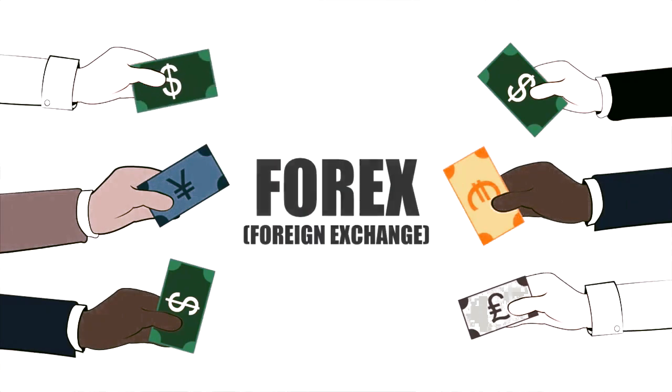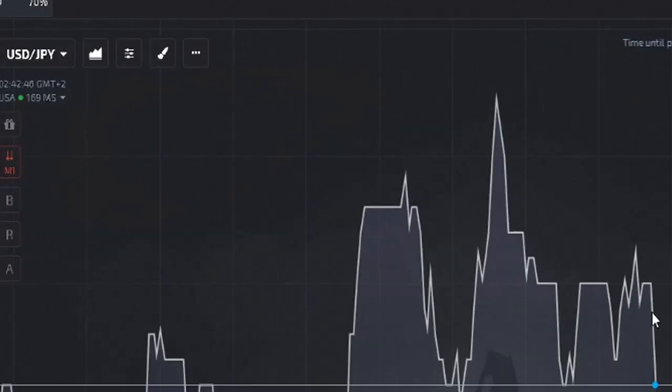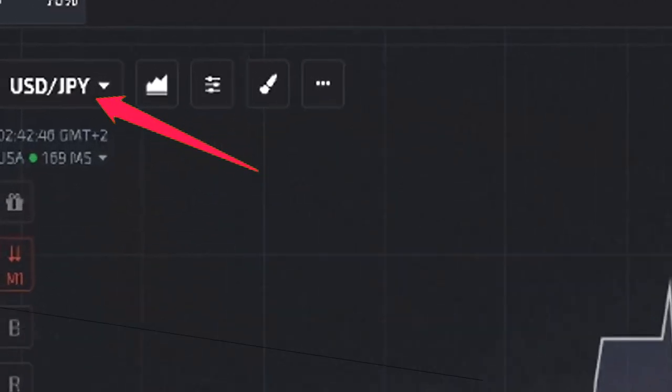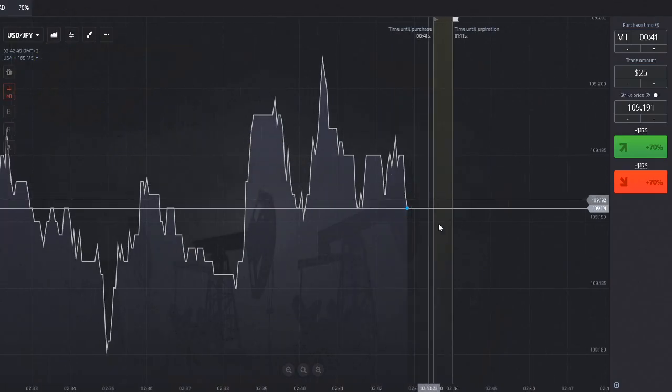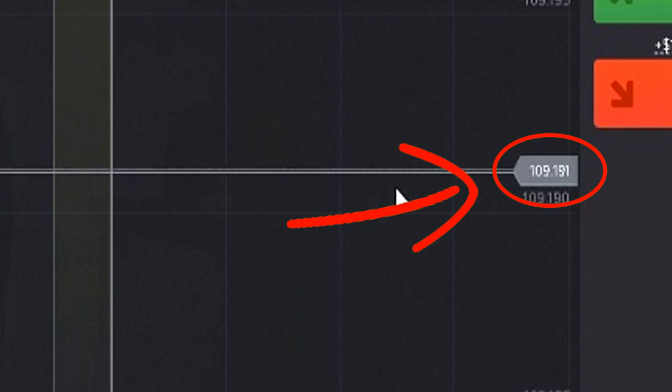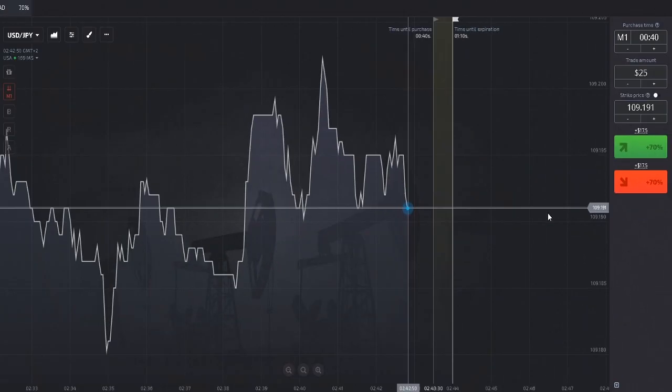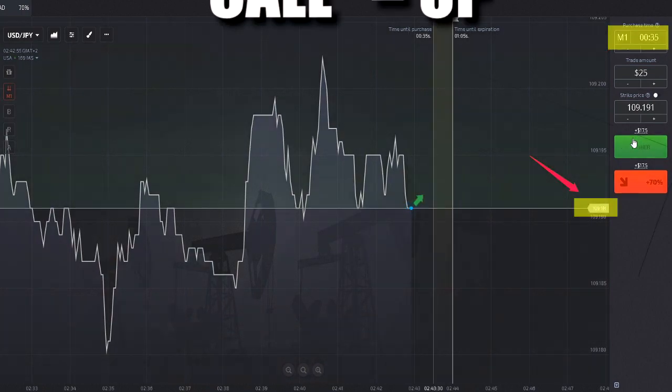Here's how it works. Say you wanted to start trading Forex binary options, and you're looking at the US dollar versus the Japanese yen. You've been taking a look at the price, and though it's sitting around the 109.191 area, or 191 for short, your analysis is telling you that within the next minute or so, the price is likely to shoot up.